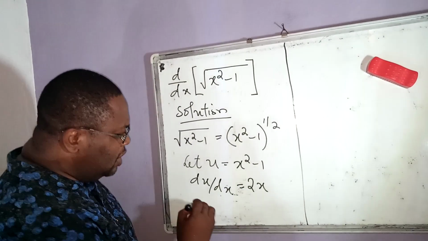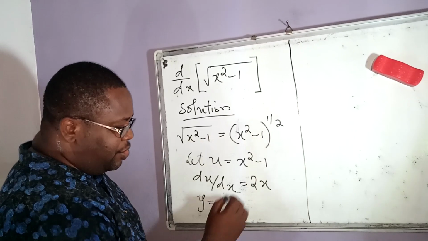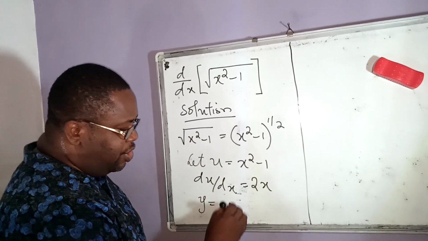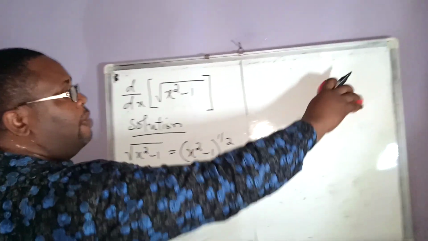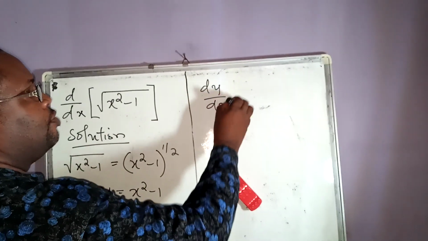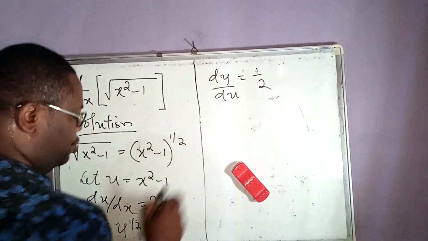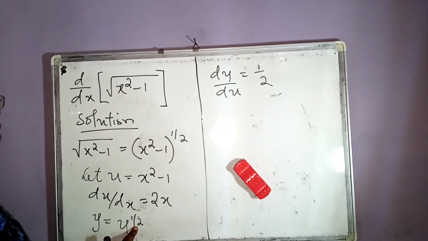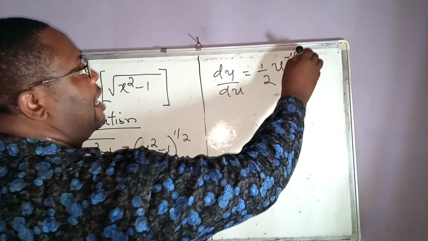Beautiful. Then our y now becomes equal to u to the power 1 over 2. When we differentiate y with respect to u, you bring down your half, so it becomes 1 over 2. Half minus 1 gives me minus half. So we have u to the minus half.